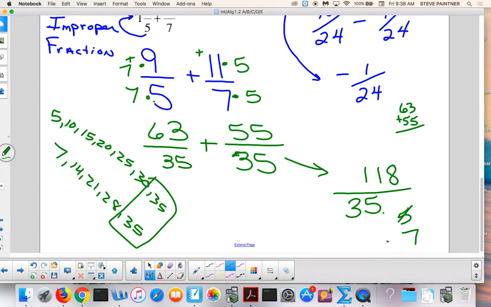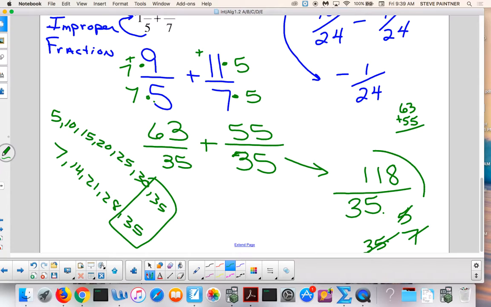7? The 7 goes in here. Does 7 go in there? You have no clue. Okay. Take your calculator. 118 divided by 7. Does it go in there evenly? No. No. What else goes in 35? 35. Does 35 go in with 118? No. Take your calculator. No. Is this reduced? Are we done?